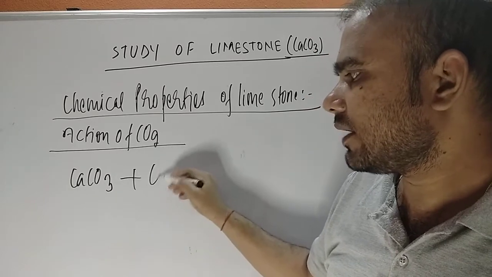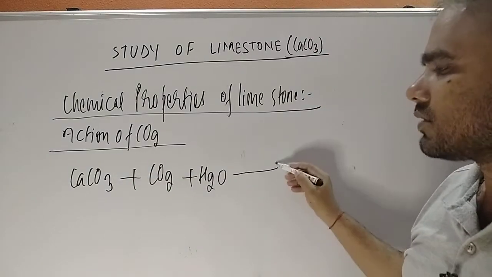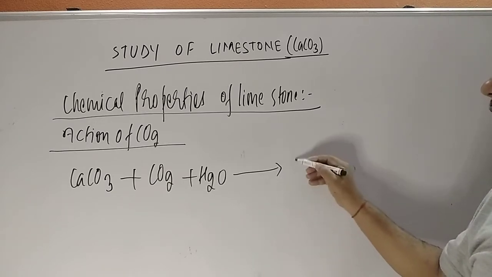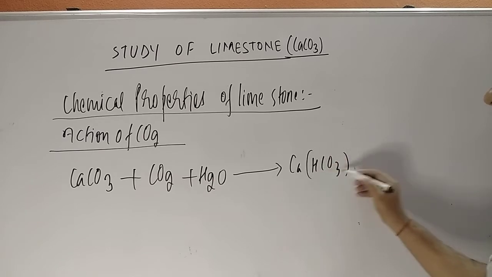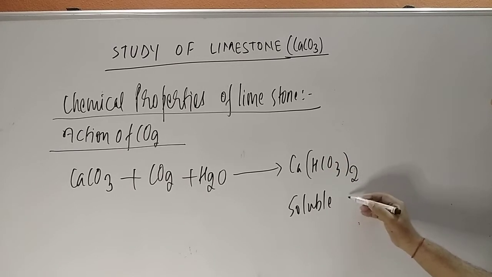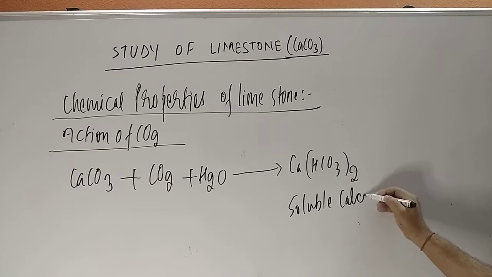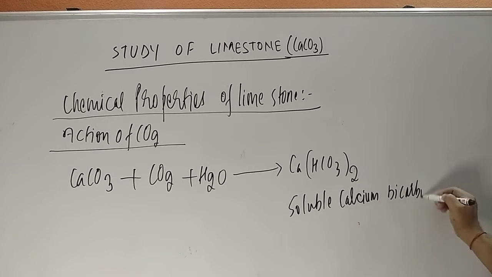Okay, you add the carbon dioxide along with the water, student, so it is going to give Ca(HCO3)2. Okay, so it is soluble calcium bicarbonate. So this is the product.